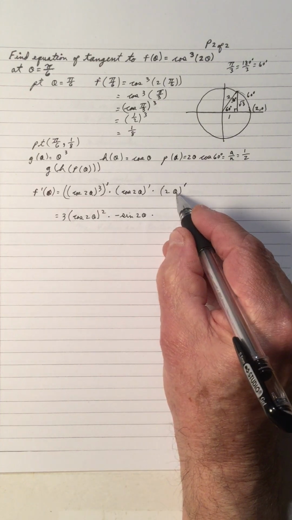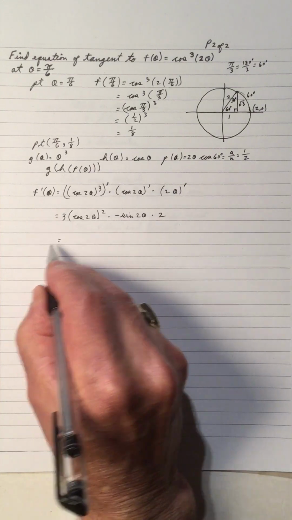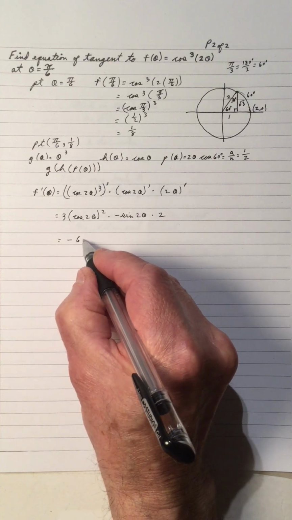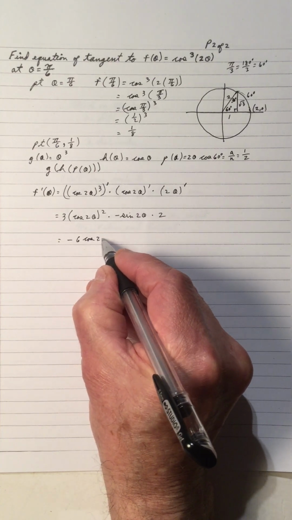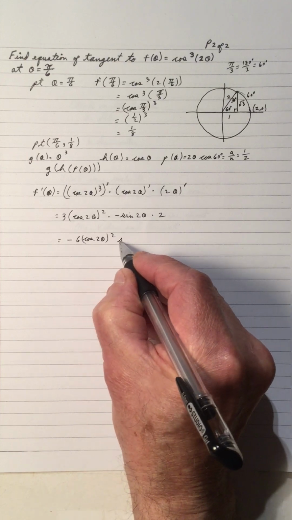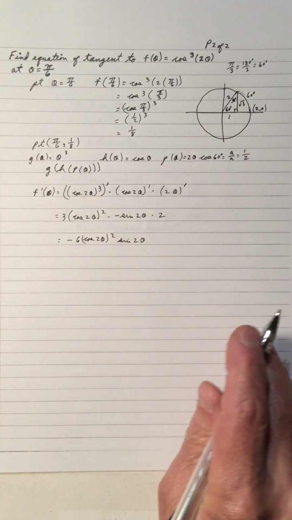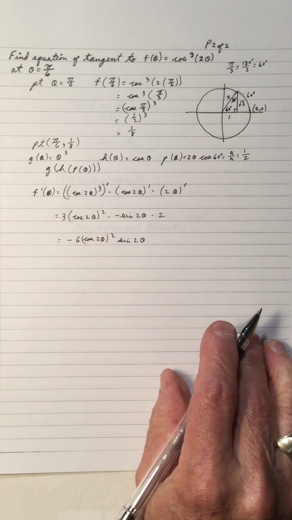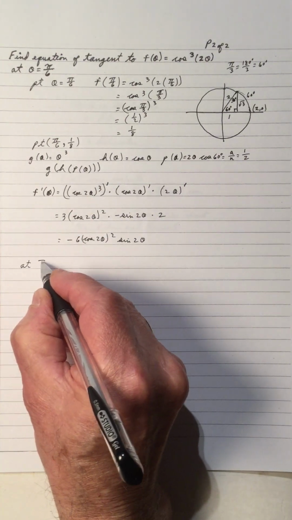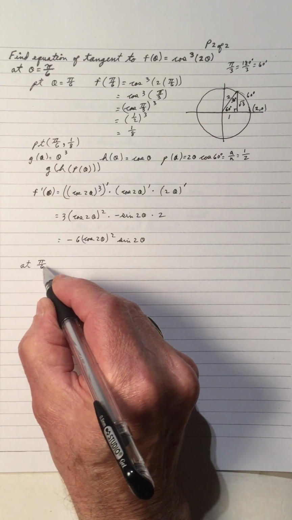And derivative of 2 theta in terms of theta is 2. And that comes out to be a negative 3 times 2 is 6, and that's cos of 2 theta squared sine 2 theta. So this is the derivative at any point. But we want the derivative at, which is the slope of the tangent, at pi over 6.